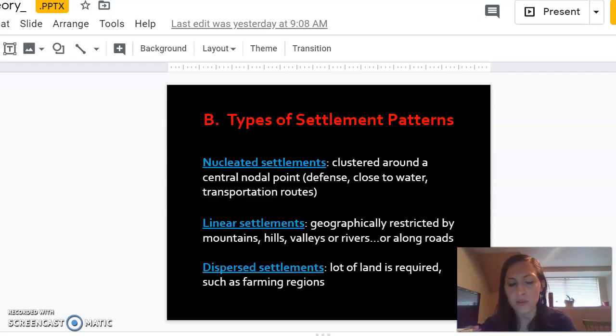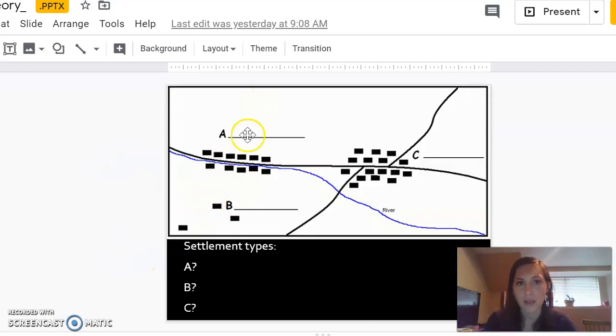So I'm just going to briefly go over it. You drew a little picture in your notes. We talked about how settlements are patterned, and we have nucleated, which means they're clustered around one central point, like a nucleus in a cell. We have linear settlements, which are settlements along a river or a road. And if we think about agriculture, their plots of land go up and down along that river. And then dispersed settlements, pretty much rural areas outside of cities. You're going to find people much more spread out. If we look at our settlement patterns, C would be clustered, A would be linear, and B would be dispersed.